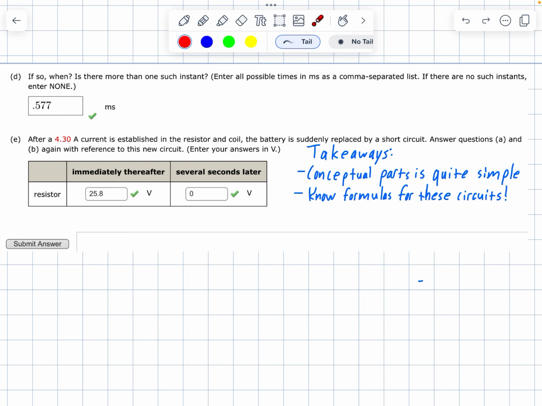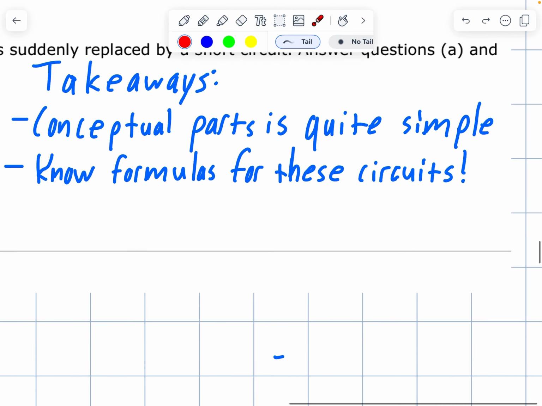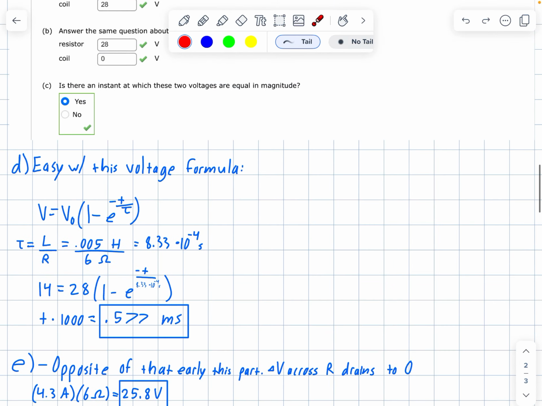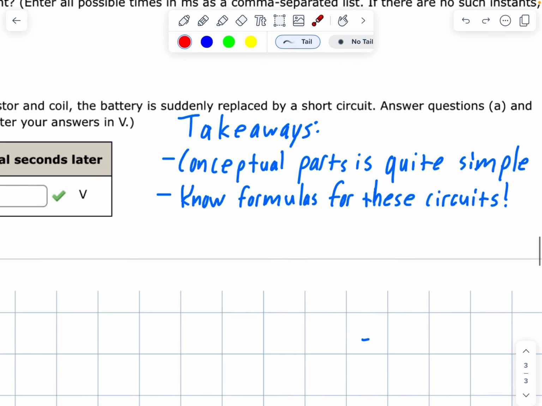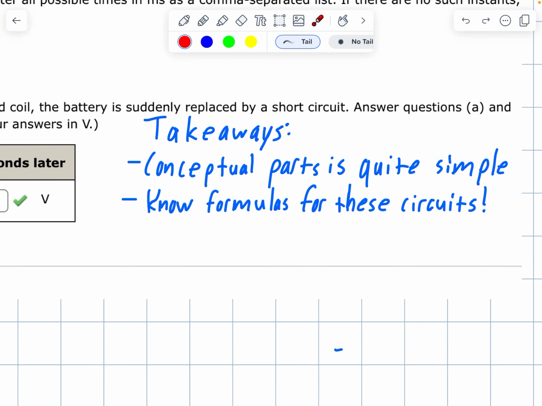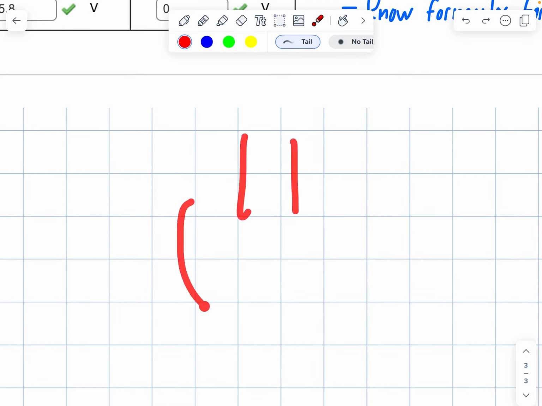So that's really it for this problem. Conceptual part, pretty simple, especially at this stage in the game. And knowing formulas for these circuits is important. I got to take this quiz tomorrow, so I'm going to make sure I get those formulas into my calculator or in my head or my notes or whatever before I go in. So that's all the videos done, and thank you for watching.